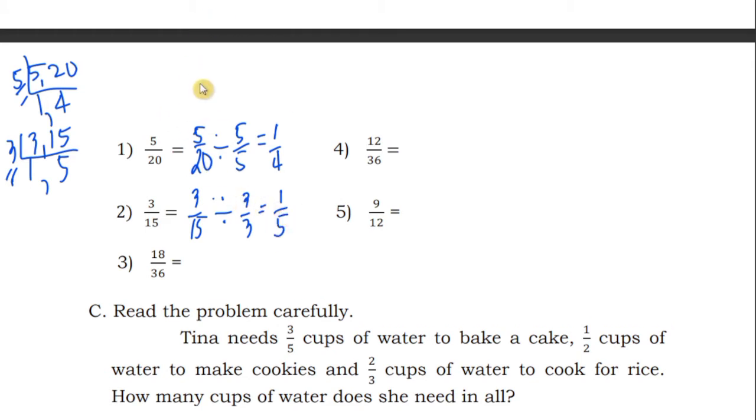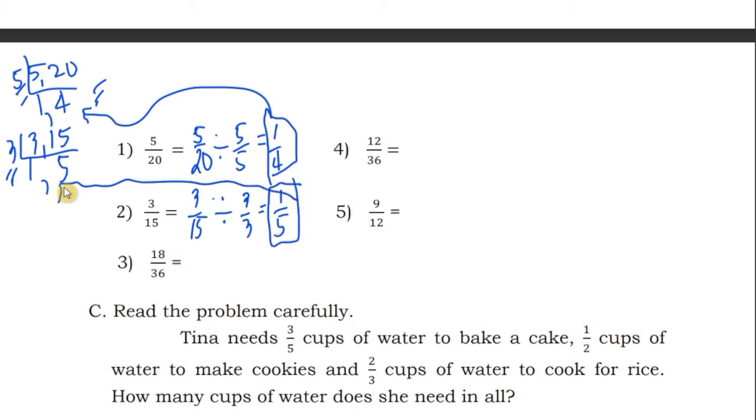Before we go further with 3, 4, and 5, I want you to observe what happens in our continuous division process. How would you relate this answer, the 1 over 5 that we have from the continuous division, to our given fraction?